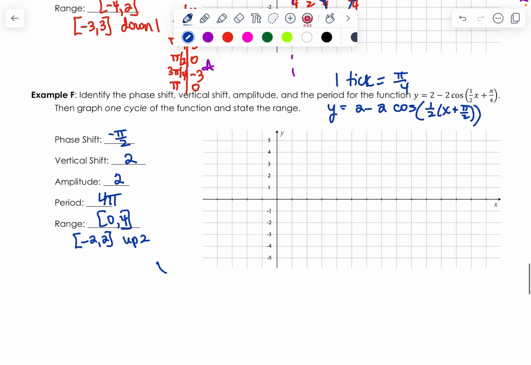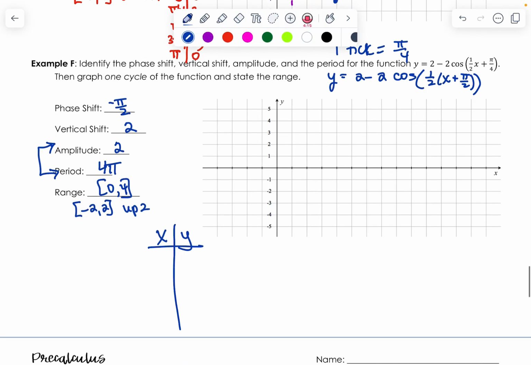All right, then let's make our table. So again, I'm doing my table with amplitude and period. Then I use new axes to add the phase shift. That's how I do it. So I'm going to go 0 to 4 pi. Halfway is 2 pi. Half of that is pi. Then, A is -2, so we've got to be careful. That's going to go -2, 0, 2, 0, -2.